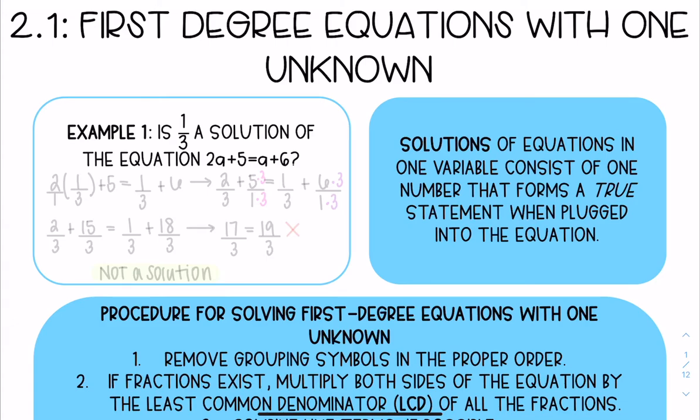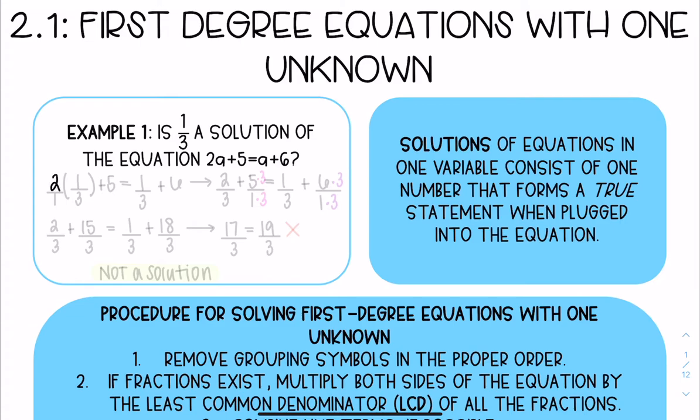In section 2.1, we look at first-degree equations with one unknown. So solutions of equations in one variable consist of one number that forms a true statement when plugged into the equation. So for example, number 1: is 1/3 a solution of the equation 2a plus 5 equals a plus 6? So we want to plug it in and see if we get a true statement.